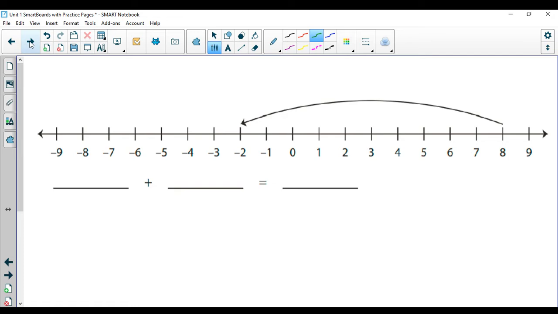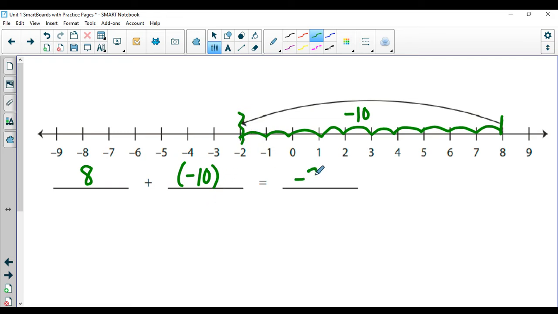Okay? And for the final example, I'm going to have you give this one a try. First question I'm going to ask you is, what is your starting number? Your starting number is 8, so that would be your first blank. What is going to go in your second blank? 1, 2, 3, 4, 5, 6, 7, 8, 9, 10 to the left. So 10 left would be a -10. So remember, write that in parentheses here so that we don't have 2 symbols jumped up next to each other. And then the final answer here is a -2 because that's where we end.